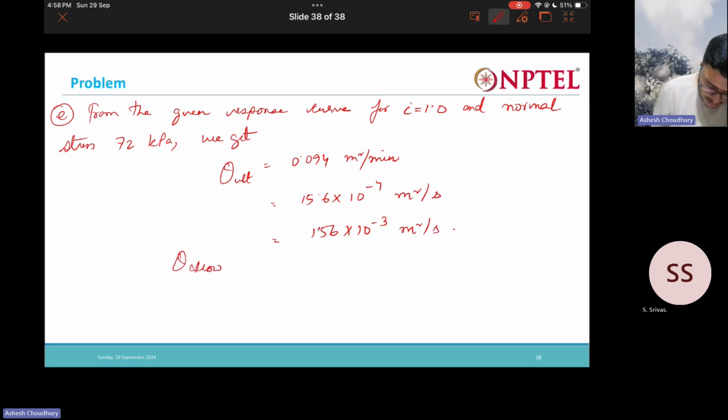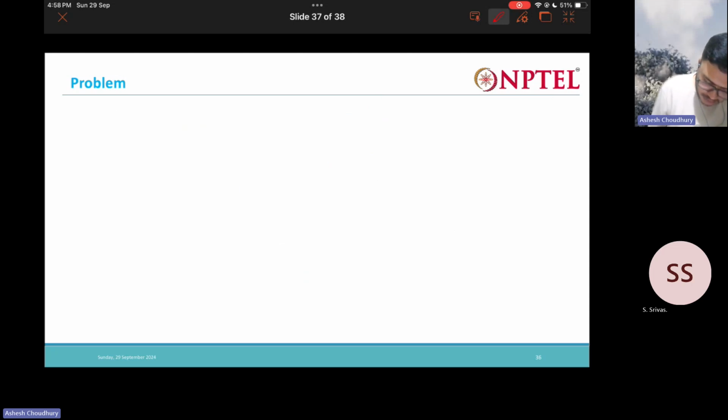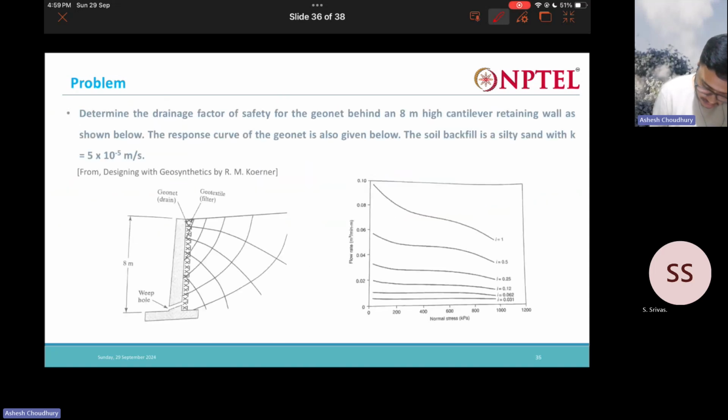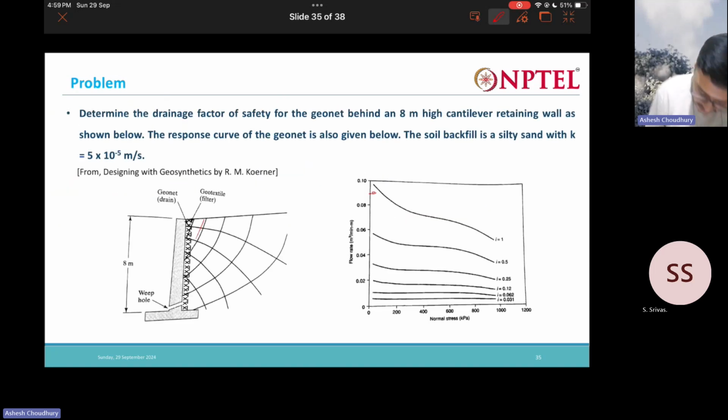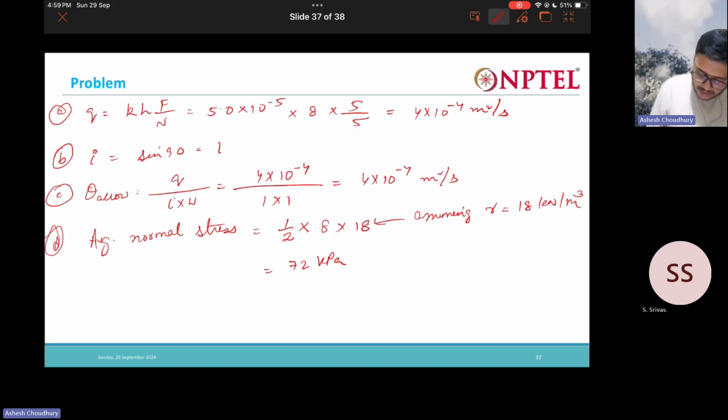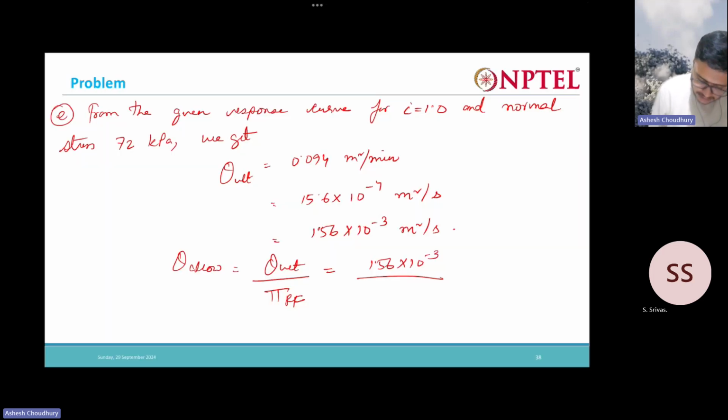q allowable is q ultimate divided by the reduction factors. The reduction factor is not given here, so approximately from the tables which I had given you, you can take the approximate total reduction factors as 2.62, and take q allowable as 0.595 into 10 to the power minus 3 meters per second.